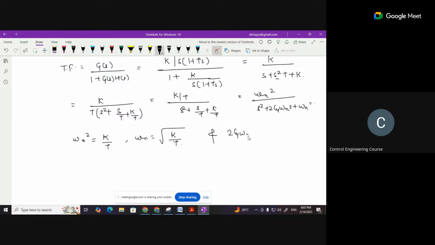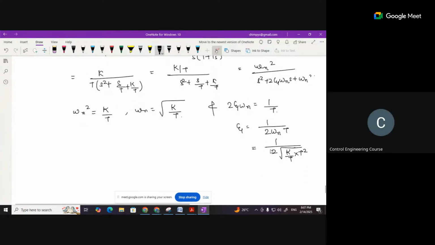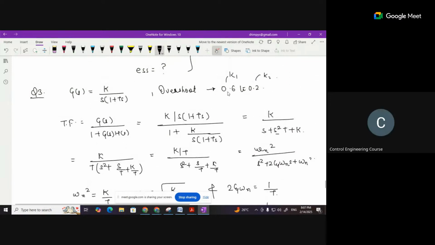And 2 zeta omega n will be how much? That is 1 by T, correct? Yes. And zeta will be 1 by 2 omega n into T, correct? Yes. And now, can I write down this omega n as root over K by T? If I take this T inside the square root sign, it will be T square. So this will be 1 by 2 root over KT, correct? Yes. Okay. So now coming back to this for peak overshoot of 0.6.